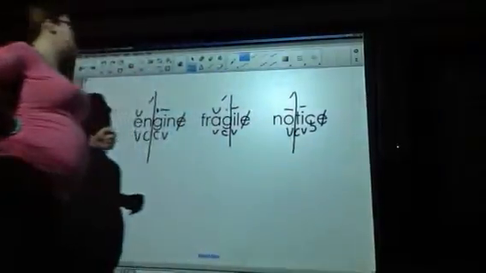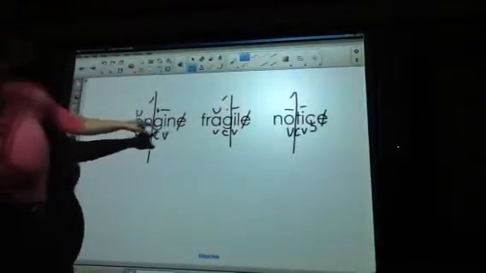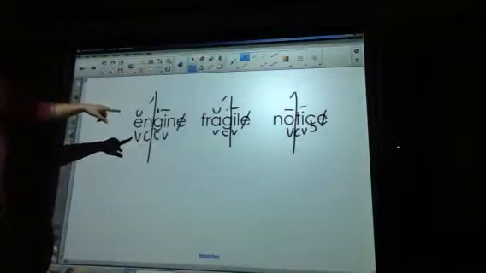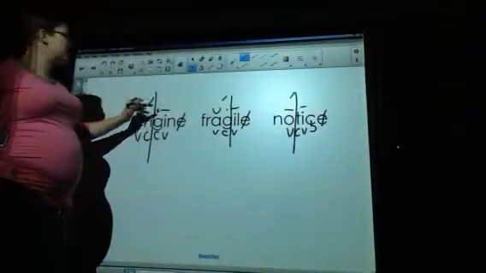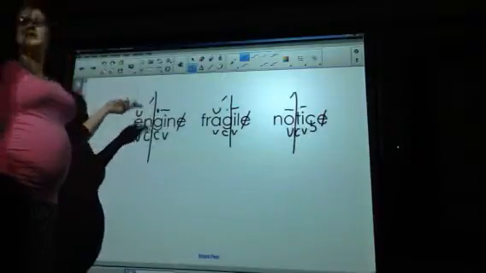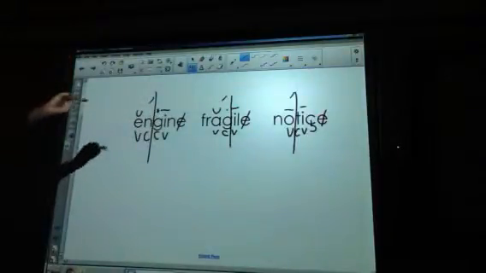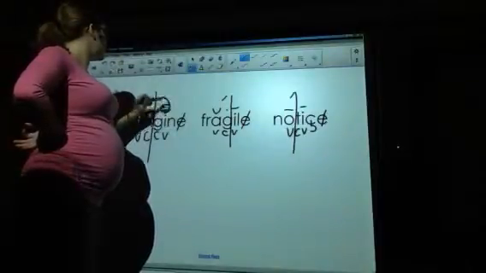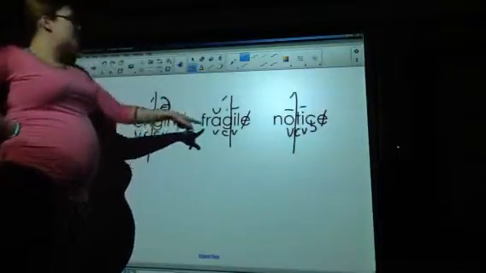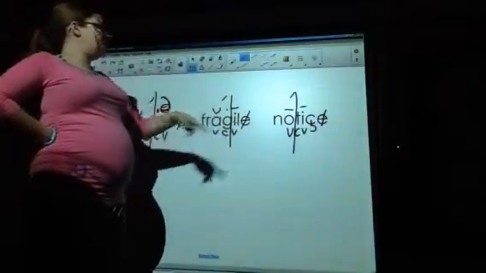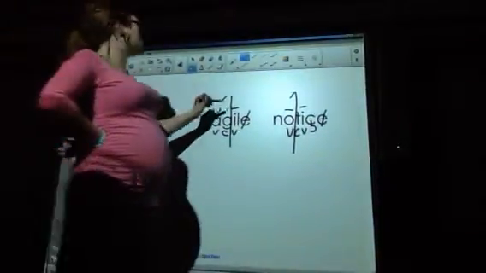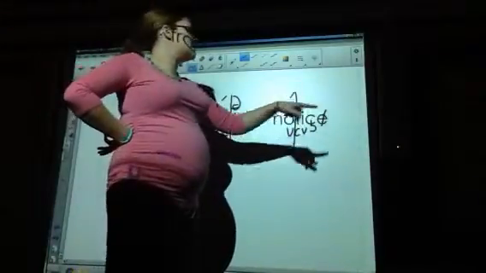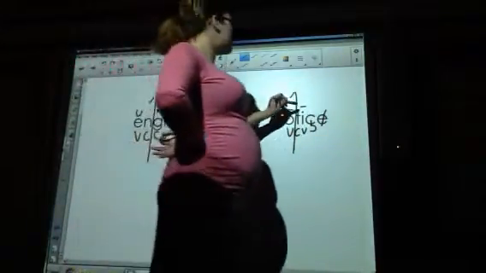Okay, so let's try to read them the way we coded them. Engine. No. Engine. What would I need to do to make it engine? A schwa, right? Engine. Okay. What about this? Fragile. Put a schwa there. Notice.